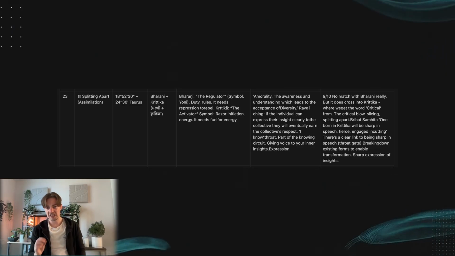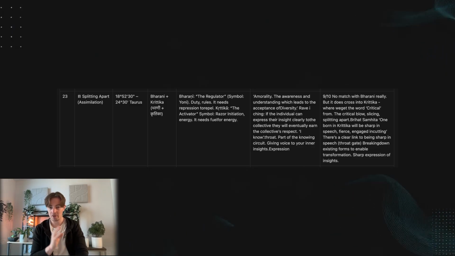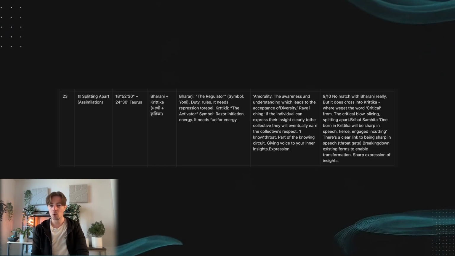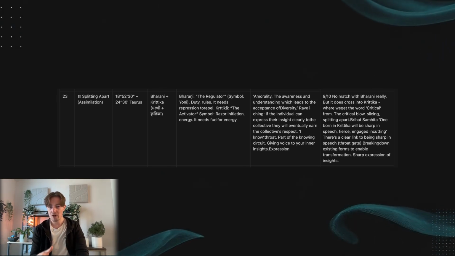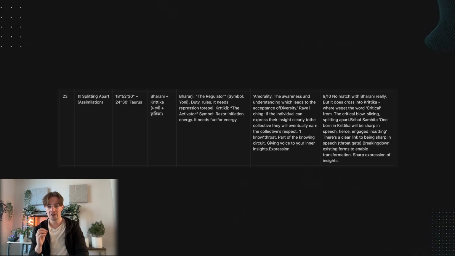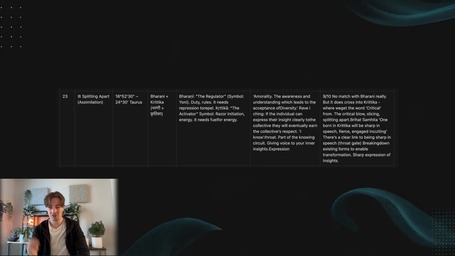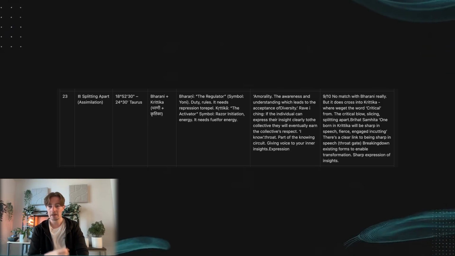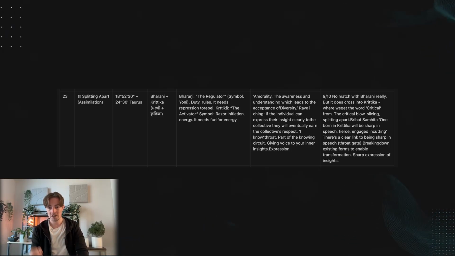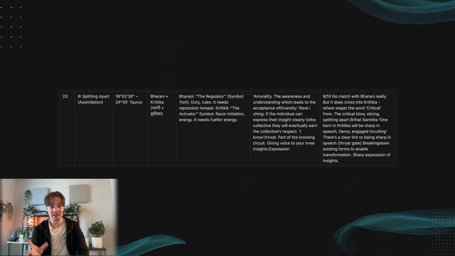So again, I've given this a 9 out of 10 because there's no match with the Bharani nakshatra, but it does cross into Krittika, where we get the word critical from. And this is about the critical blow, slicing and splitting apart. From the Brihat Samhita, one born in Krittika will be sharp in speech, fierce, engaged in cutting. So there's a clear link to being sharp in speech, being a throat gate, breaking down existing forms to enable transformation. It's about a sharp expression of insights.